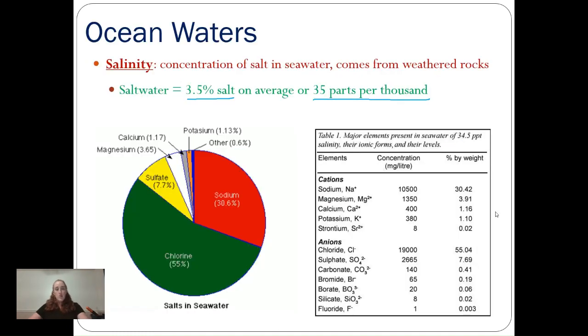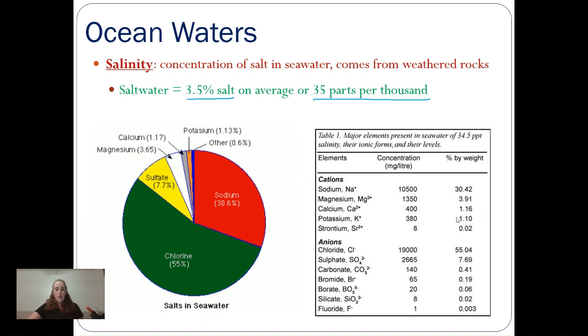The next thing we need to talk about is salt. So we know the ocean is salty, but what do I mean by salty? Salinity is a measure of the concentration of salt in seawater. Typically it's measured as a percent, but we can also measure it as parts in 1,000 parts. If you have 1,000 parts of water, how many of them would be salt? So the average saltiness of the ocean is 3.5% salt, or 35 parts. If you had 1,000 parts of water, 35 of them would be salt in that concentration.